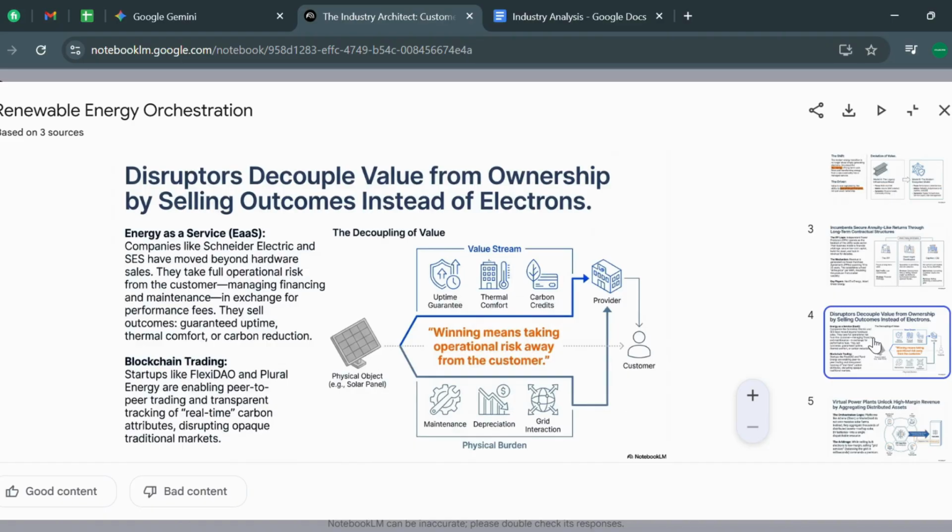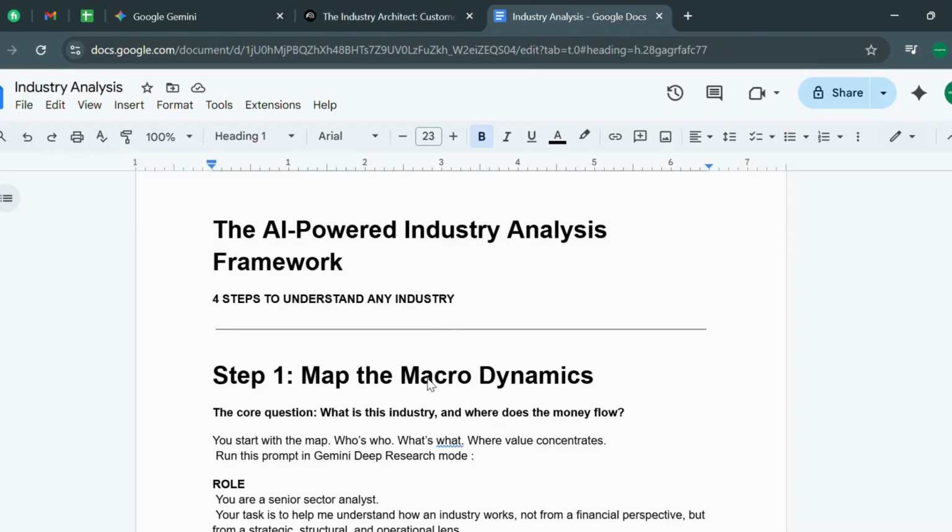So, how are we going to be making it? We're going to be making it with the help of two AIs. One is Google Gemini and second is NotebookLM. Both are of Google and I have four steps to it. Let's move on and understand how we're going to be making the AI powered industry analysis framework step by step.